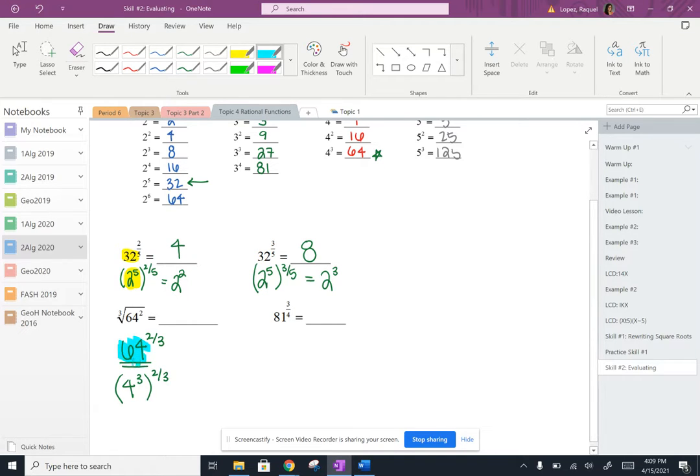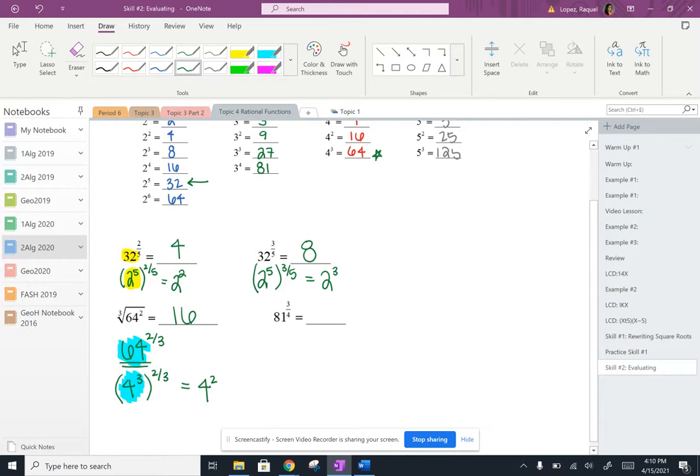So again, just rewriting the base of 64 as 4 cubed. Okay, I've got power to a power. I've got 3 times 2/3, so I'm left with 4 squared. I know what 4 squared is. 4 squared is 16, so the answer to this one is 16.